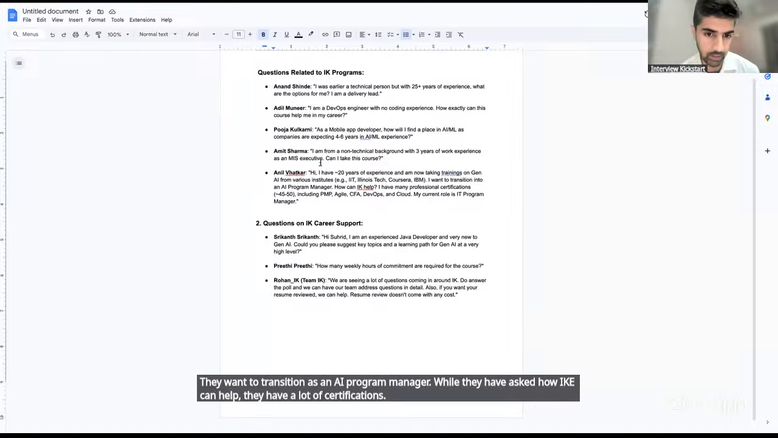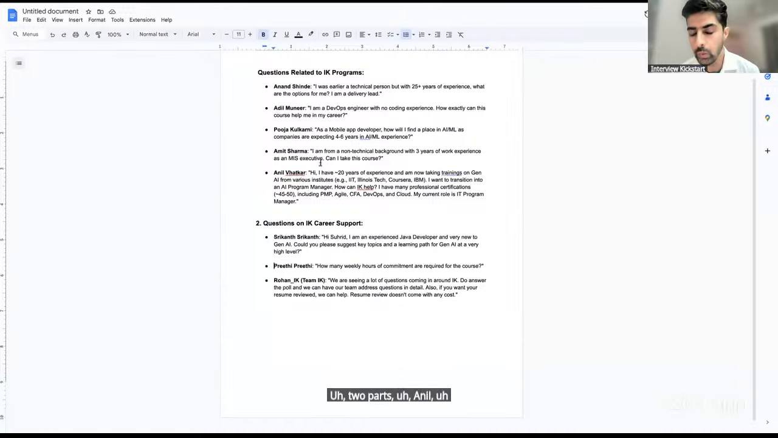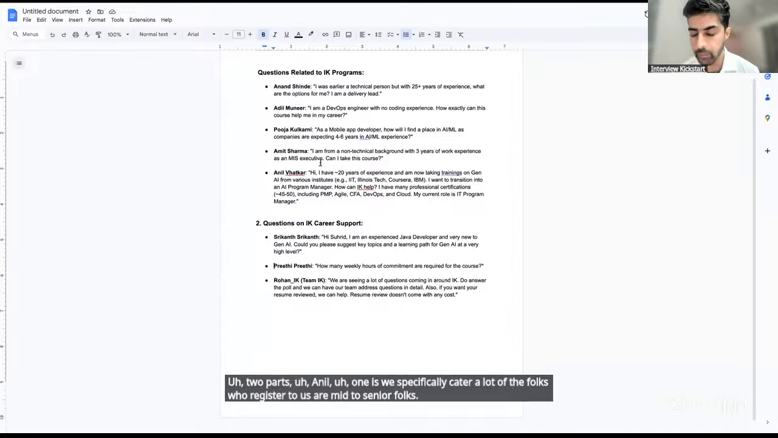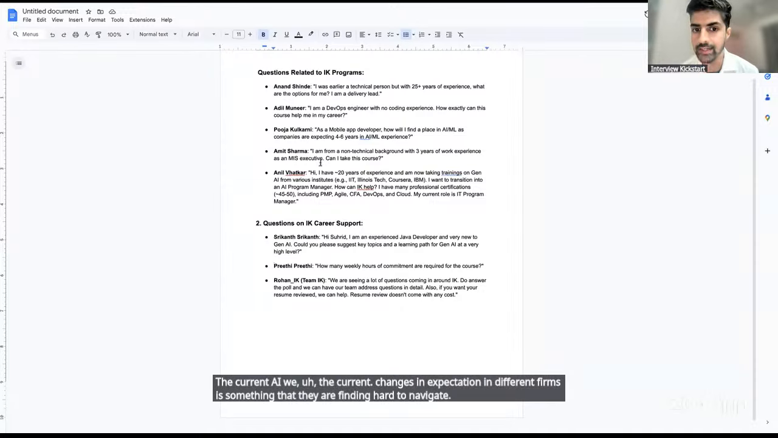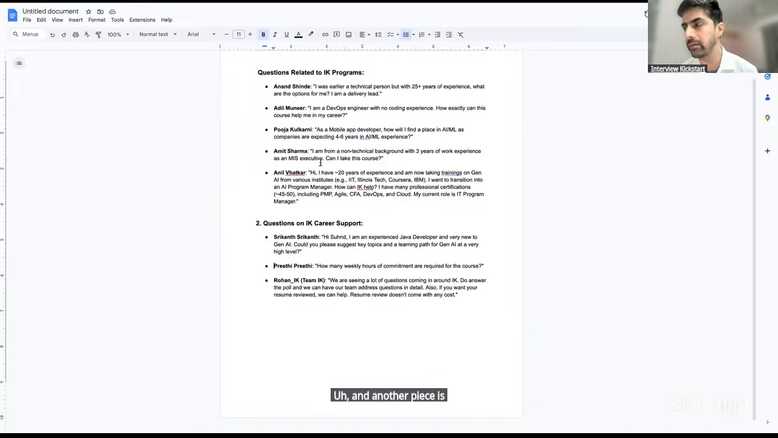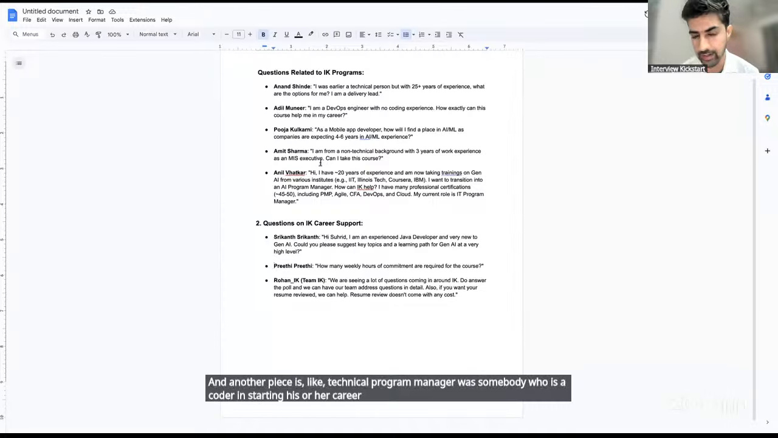Two parts, Anil. One is we specifically cater to a lot of mid to senior folks who register with us. They are professionals with 15 plus years of experience because for them, the current AI wave, the current changes in expectation in different firms, is something they are finding hard to navigate. Another piece is that a technical program manager was somebody who was a coder and started their career in the early years. There's an expectation, but not as hardcore an expectation of coding.